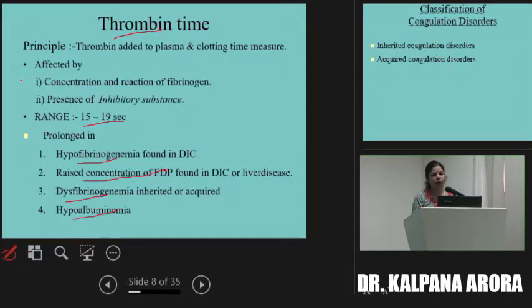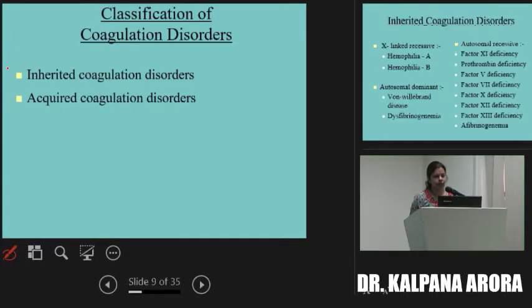Now coming to the coagulation factor defects. They are classified into inherited and acquired coagulation defects. Inherited, they are further classified as X-linked recessive, which includes the various hemophilia. What is the other name for hemophilia? It is also known as the royal disease because it is common in the royal families of England. Okay? So all the hemophilias are X-linked recessive. So all the males suffer, females are rarely affected.